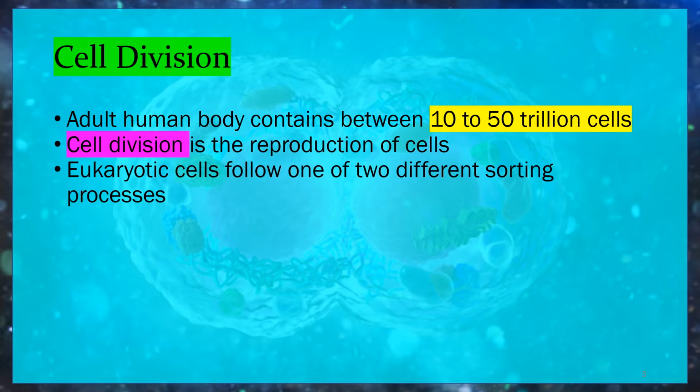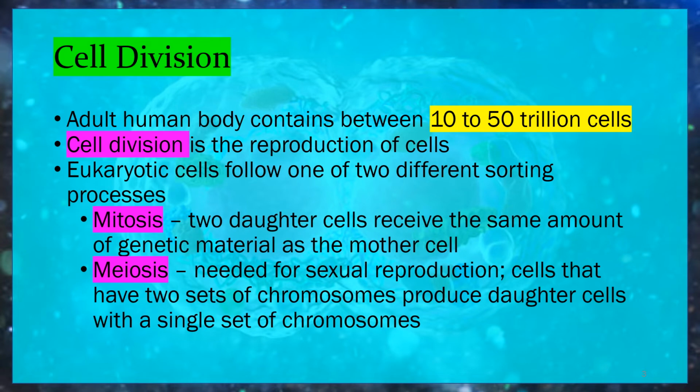The eukaryotic cell follows one of two different sorting processes. Okay, we start off with mitosis, which means that there are going to be two daughter cells that receive the same amount of genetic material as the mother cell. And then we have meiosis, which is needed for sexual reproduction so that cells have two sets of chromosomes, such as two parents, and produce daughter cells with a single set of those chromosomes.